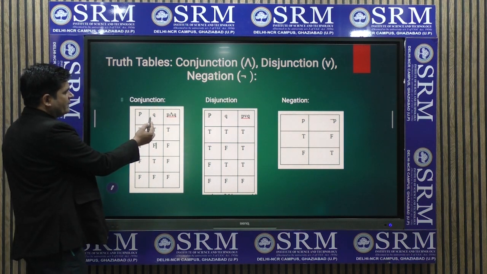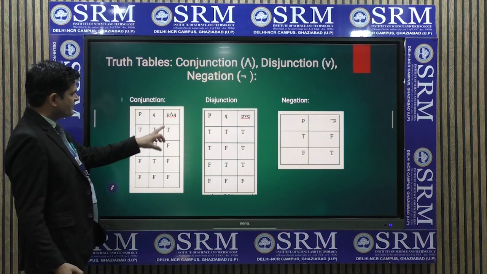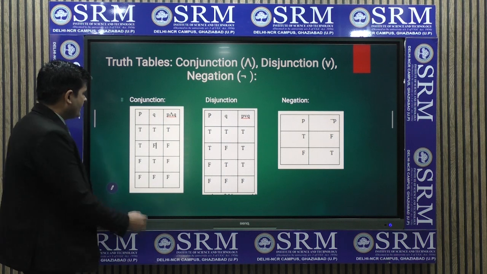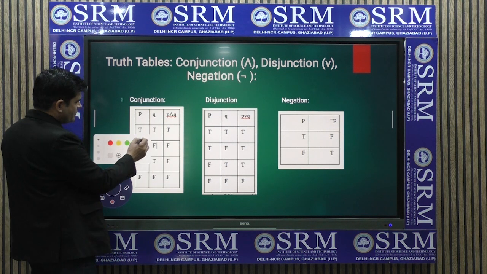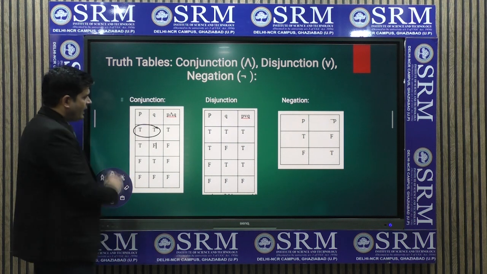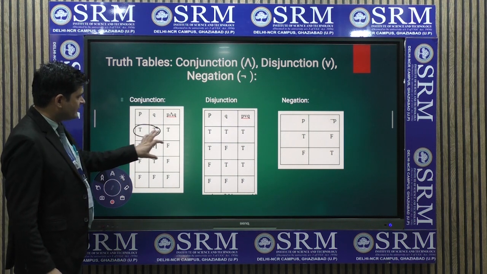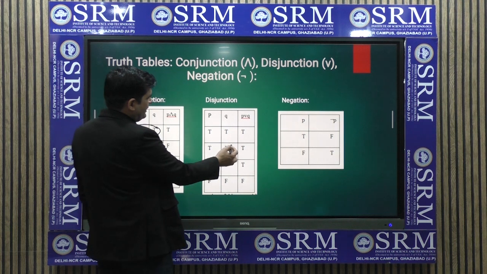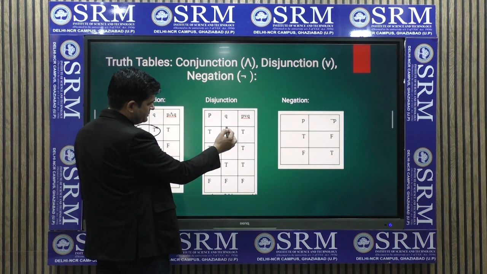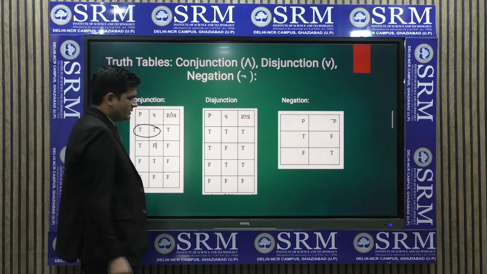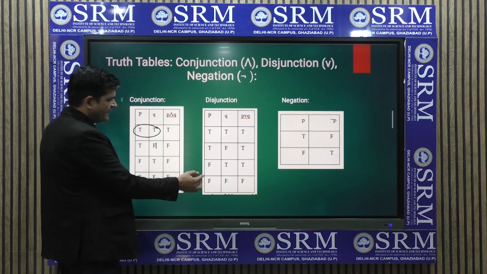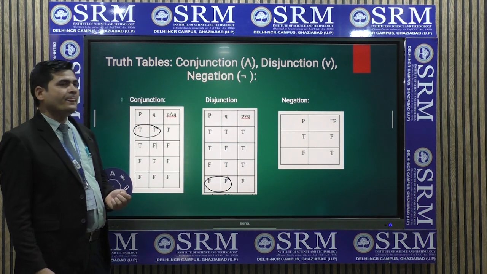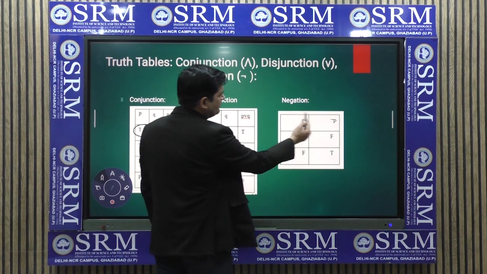If P and Q are two statements, then their conjunction is denoted by P conjunction Q, and this is true only when both the statements are true, otherwise it is false. Similarly, for disjunction, if any one of the statements is true, then it is true, or you can say that if both the statements are false, then it is false, otherwise it is true. So this is the truth table of the disjunction. And similarly, we have the truth table for the negation.